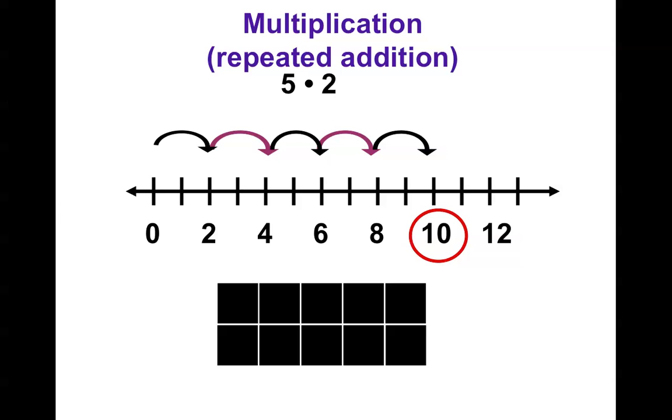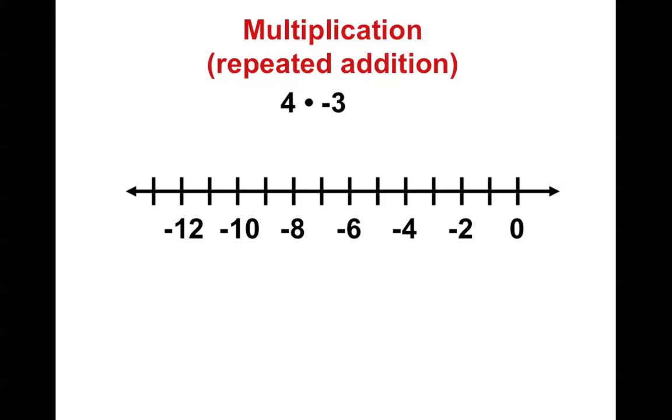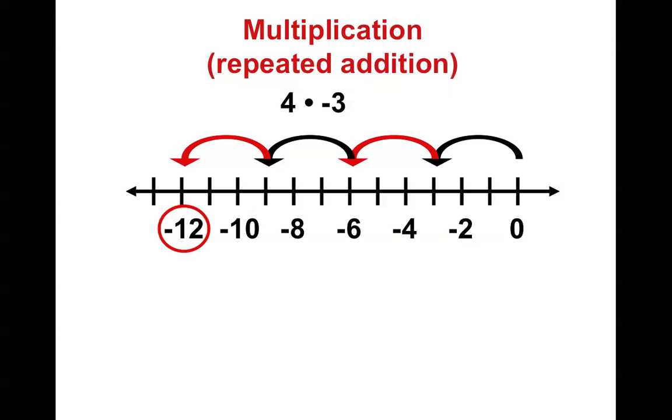Now, how did we tie this into what we're learning now in 7th? Well, one of the problems we've got now is 4 times negative 3. What does that mean? The exact same thing it meant back in 3rd grade. We want 4 steps of negative 3. The only difference is that negative 3 goes in the other direction. And you guessed it, guess where we end up? Negative 12.